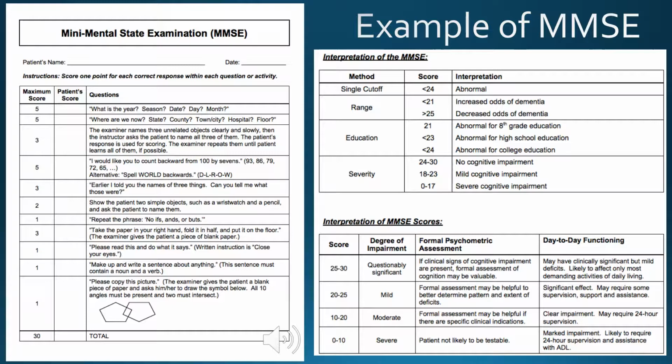Each question or item is given a score, and then all of these items are tallied up, they're summed up, and the patient is given a total score at the bottom. As you can see in the right picture, the score can be interpreted based on different categories, and then the degree of impairment and the implications of that score are also included there.